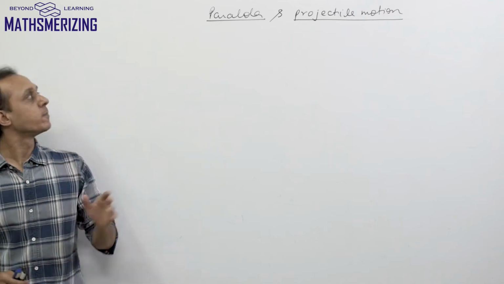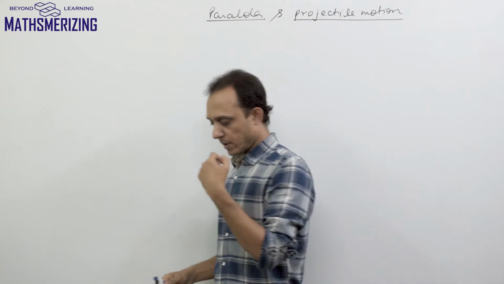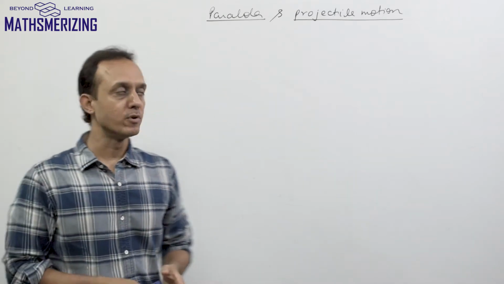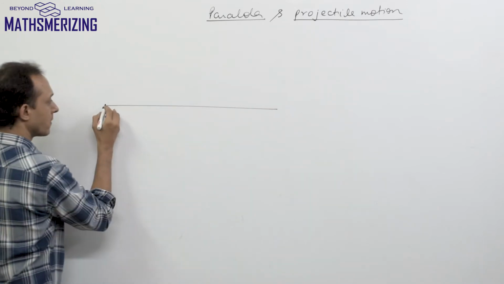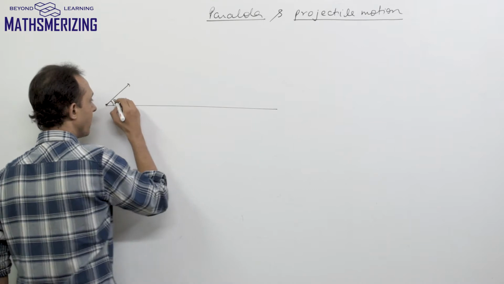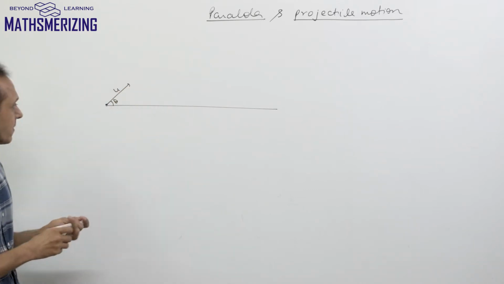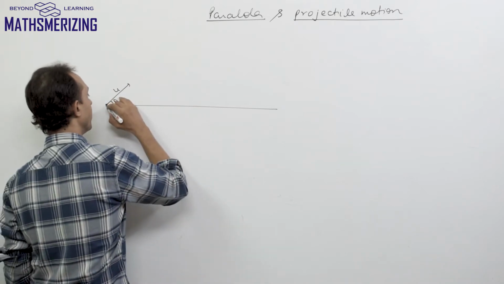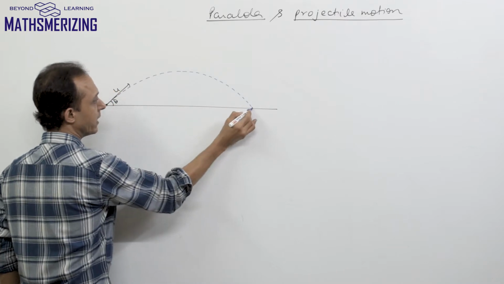In this video, we'll explore the relationship between parabola and projectile motion. As you might have already studied projectile motion, we have a particle which is projected at an angle theta with some initial velocity, say u, and this particle will move on a parabolic path.